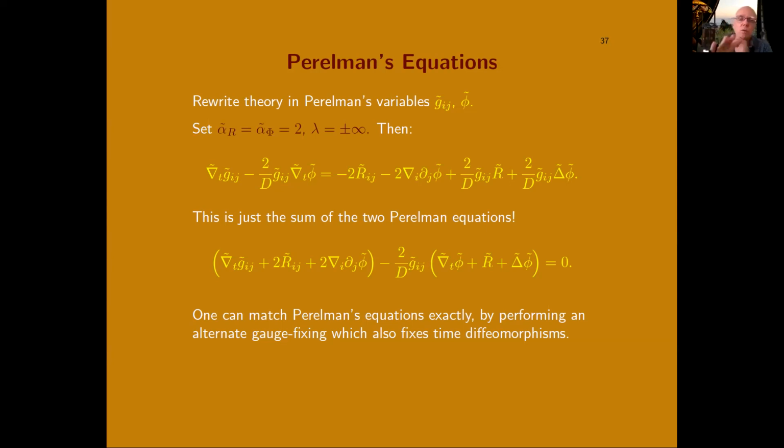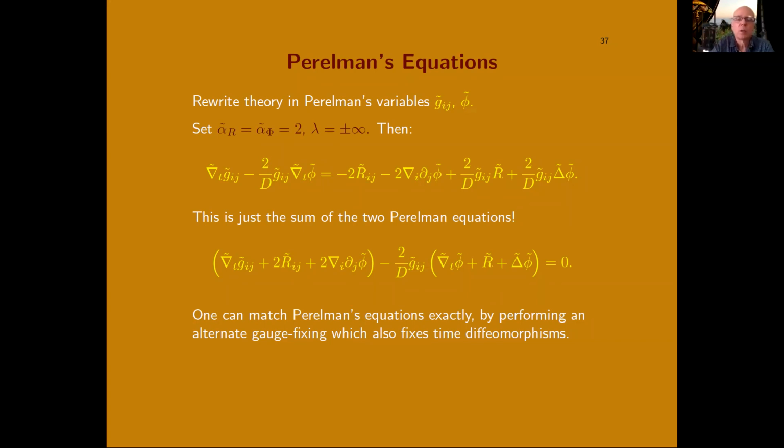So to summarize the punchline of this part of the talk, once you understand how to incorporate the lapse function, you can make the theory gauge invariant under time-dependent time reparametrizations. You can get very close to Perelman. The localization equation will be a specific superposition, missing one equation which would break time reparametrizations. And the remaining question is, how do you construct a theory which just matches Perelman?